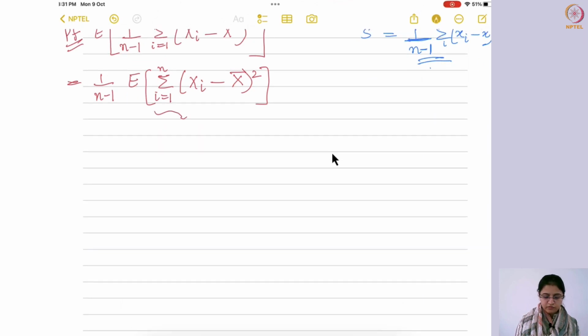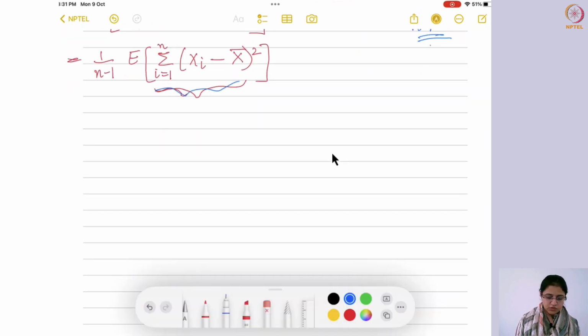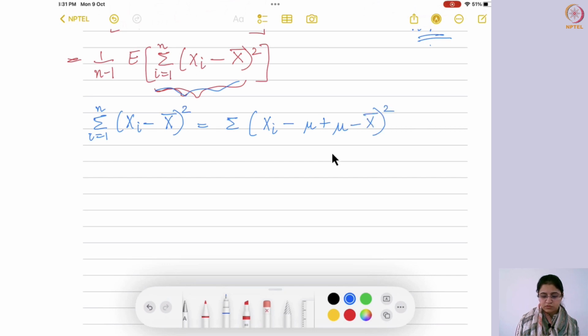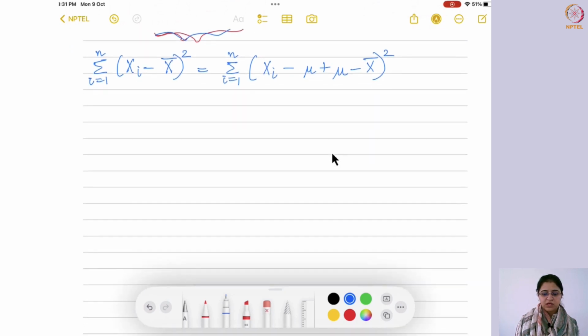So let us just focus on this part first. Summation xi minus x bar whole square, where i is going from 1 to n. Here, if I add and subtract mu, then also it would remain the same, no difference.